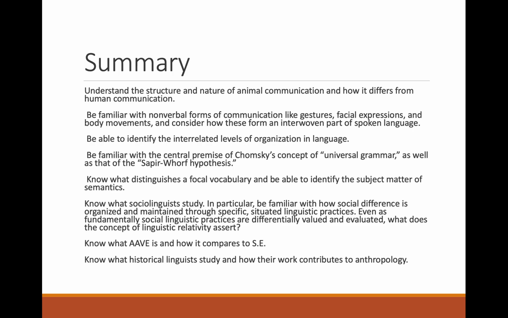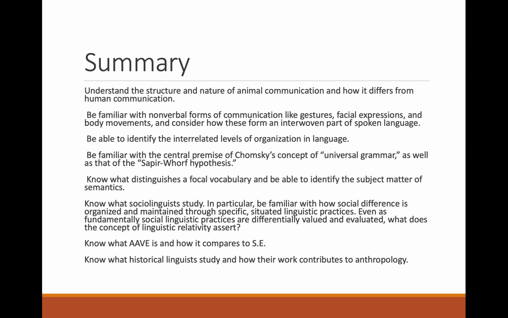So, in summary, be able to understand the structure and nature of animal communication and how it differs from human communication, this basis of call systems versus actual language. Be familiar with nonverbal forms of communication, like gestures, facial expressions, and body movements. Consider how these might form an interwoven part of spoken language. Be able to identify the interrelated levels of organization in language between phonemes, morphemes, lexicon, and syntax.